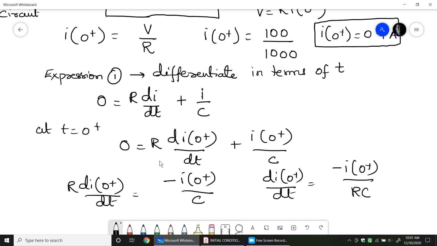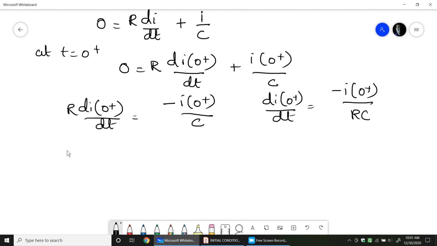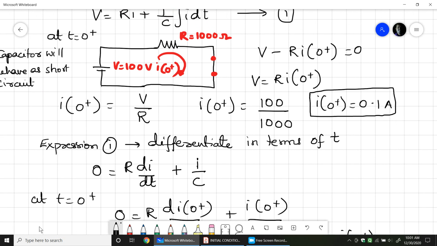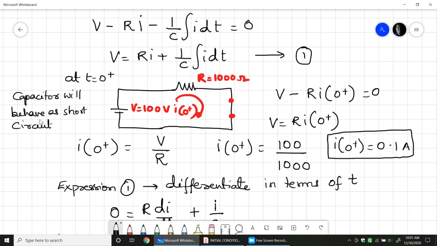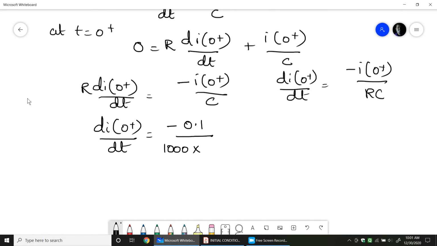Here I of 0 plus has already been found earlier, so di of 0 plus by dt would be equal to minus I of 0 plus, which is 0.1, divided by R, which is 1000, multiplied by C, the value given in the question. C is 1 microfarad, therefore it is 1 into 10 power minus 6. So this would be equal to minus 0.1 divided by 10 power 3 into 10 power minus 6. So 3 minus 6 is minus 3. So I can say it is minus 0.1 into 10 power 3.